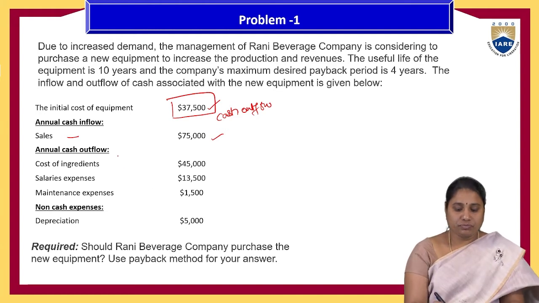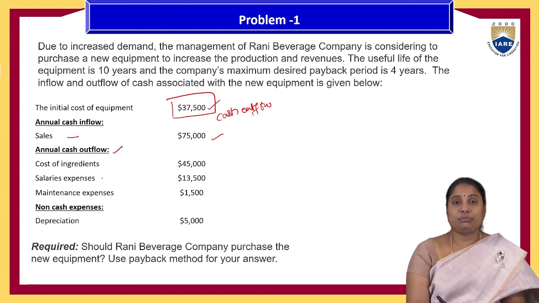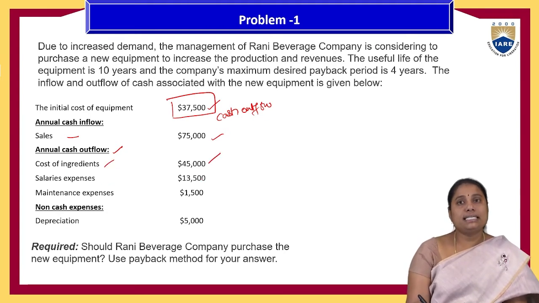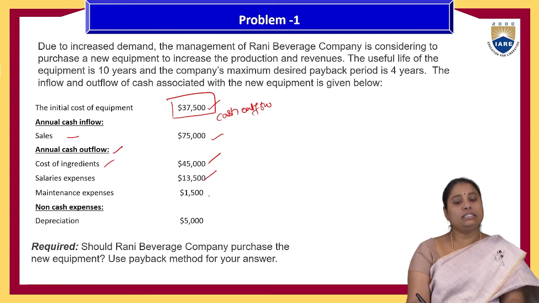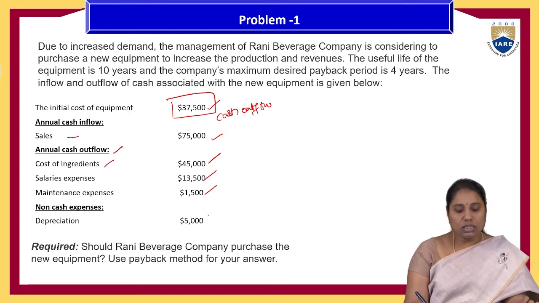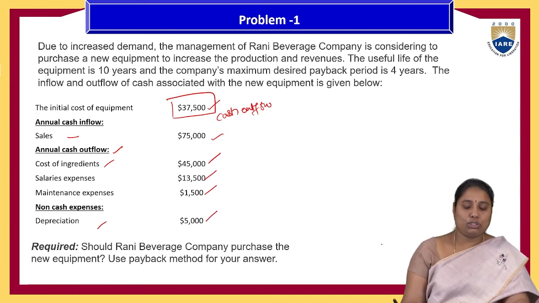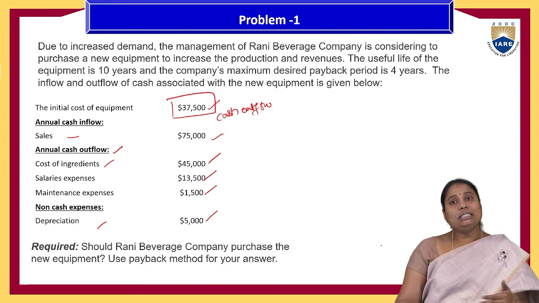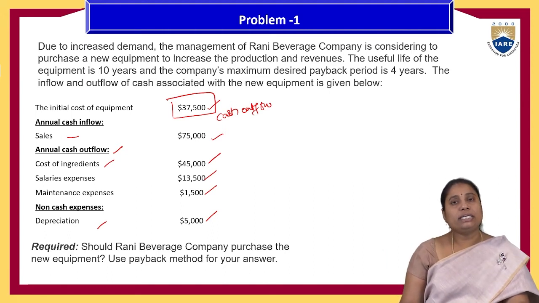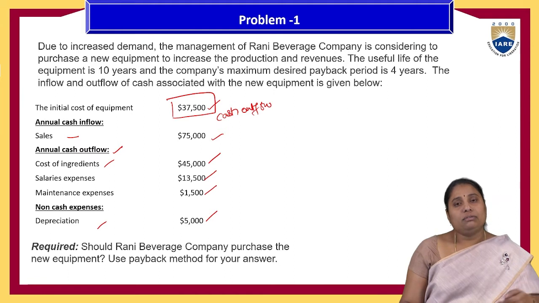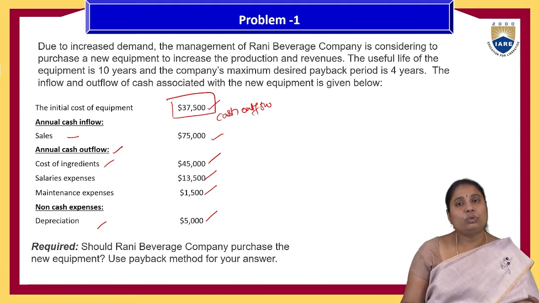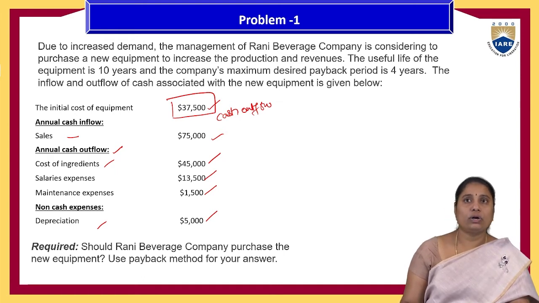So that's why the annual cash outflows in the form of expenditure towards the sales: cost of the ingredients is $45,000, the salary expenses are $13,500, and the maintenance expenses are $1,500. Non-cash expenditures like depreciation is considered as 5,000. And using the payback period, they are asking us to calculate the payback period, and we have to suggest whether Rani Beverages Company should purchase that particular equipment or not.